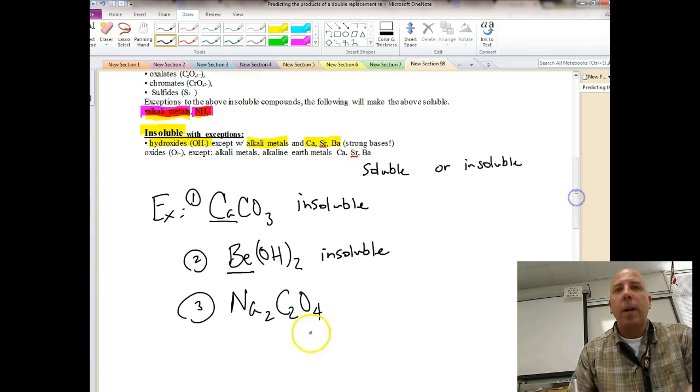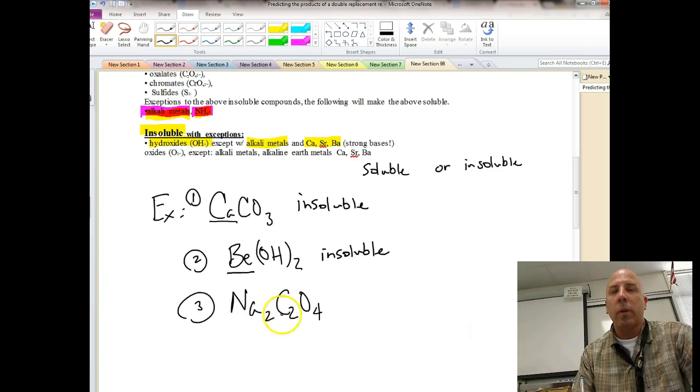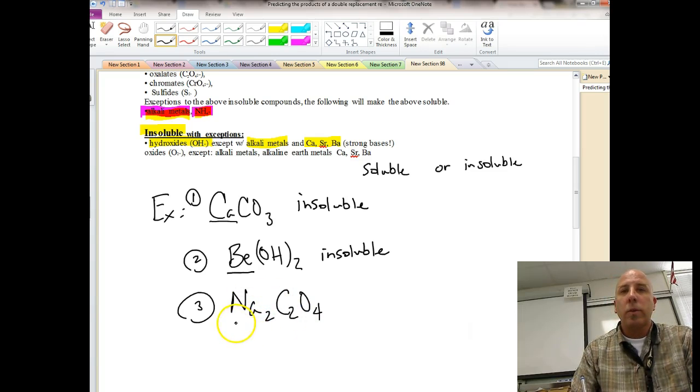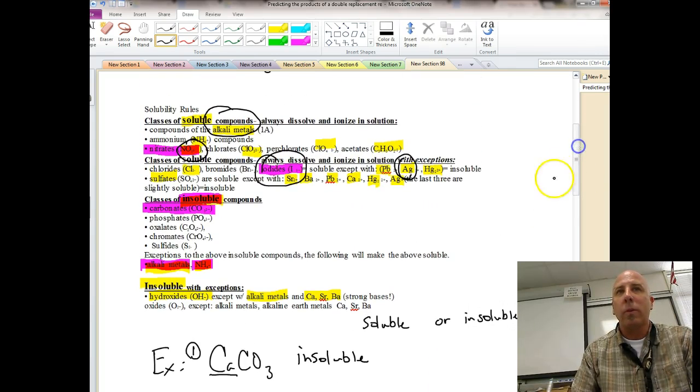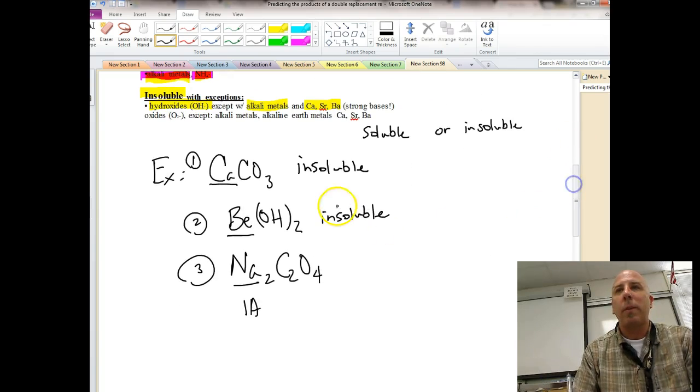Okay. And the next one we have is sodium oxalate. Again, sodium is an alkali metal in group 1A, and we have a rule that deals with that. It says alkali metals are always soluble. And so we can stop right there. This one's going to be soluble.